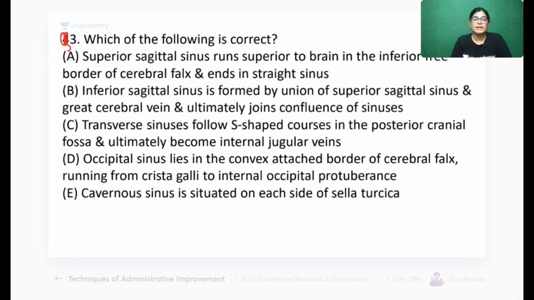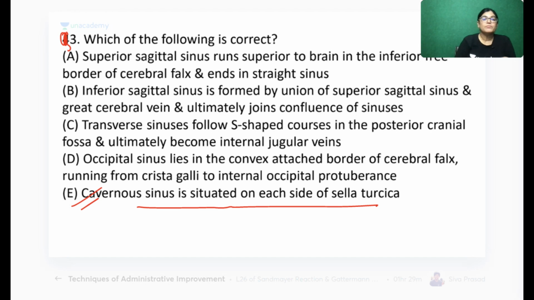Okay, so my dear aspirant, the correct answer is E. Cavernous sinus is situated on either side of sella turcica. No doubt that this is the correct option. Just now, I have explained the cavernous sinus, and I have told you about the location. So this is absolutely the correct answer. Cavernous sinus is situated on either side of sella turcica. So this is absolutely correct.